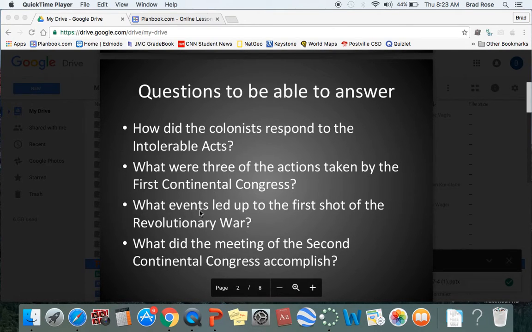Question 3. What events led up to the first shot of the Revolutionary War? So again, we're looking at things that led to the first shots of the Revolutionary War, things that happened before this shot was fired. Okay, so we're looking at events that happened before the first shot of the Revolutionary War at Lexington.